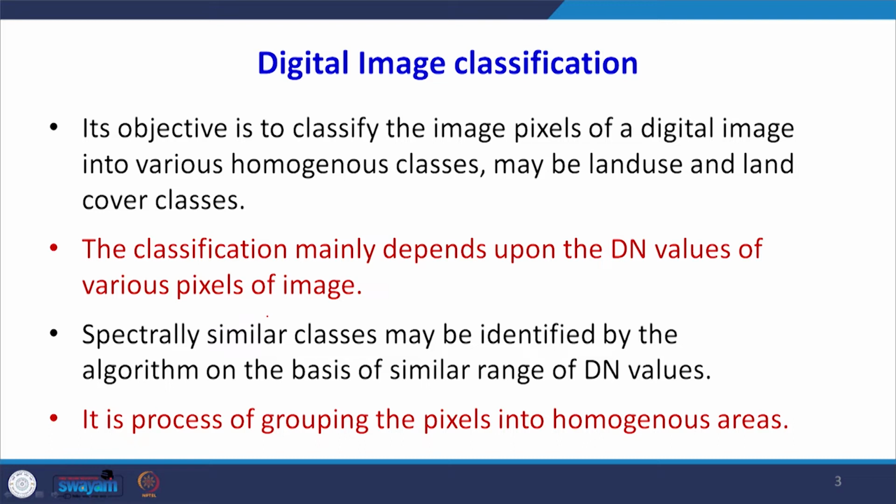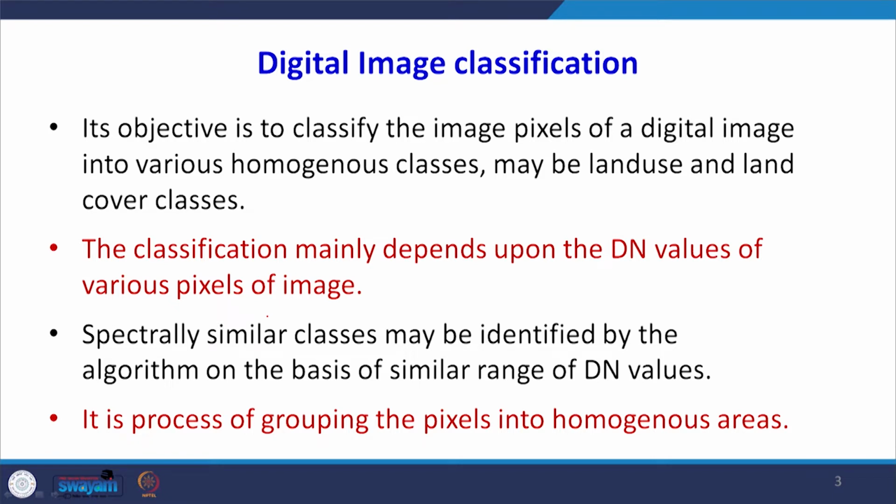When we are doing digital image classification, our objective is that if there are n number of pixels present in the image, all pixels are to be classified into different homogeneous classes. There could be several homogeneous classes within a given area. It is quite likely, and we would like to partition the images into their homogeneous classes based on the DN values and the reflectance characteristics.